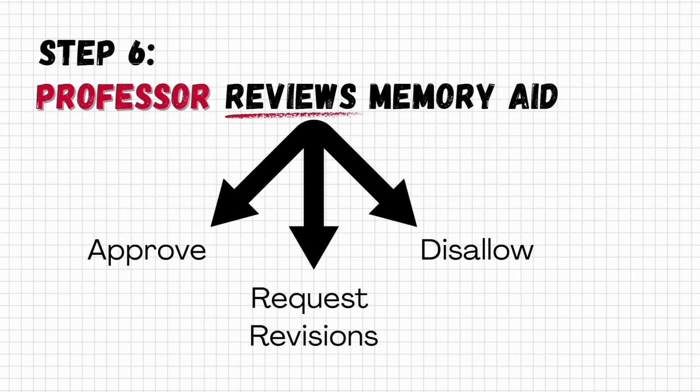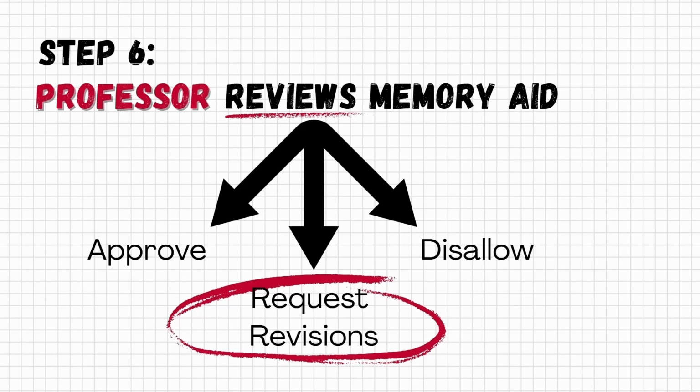The professor will then review the memory aid. During this stage, the professor can either approve the memory aid, request revisions, or disallow the tool entirely if they determine that its content compromises course objectives or academic integrity. When issues are identified, professors should offer the student the opportunity to revise and resubmit their memory aid if there is time to do so.